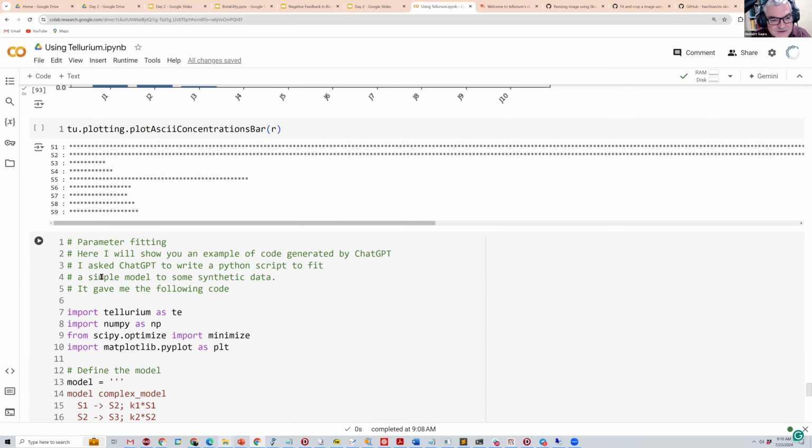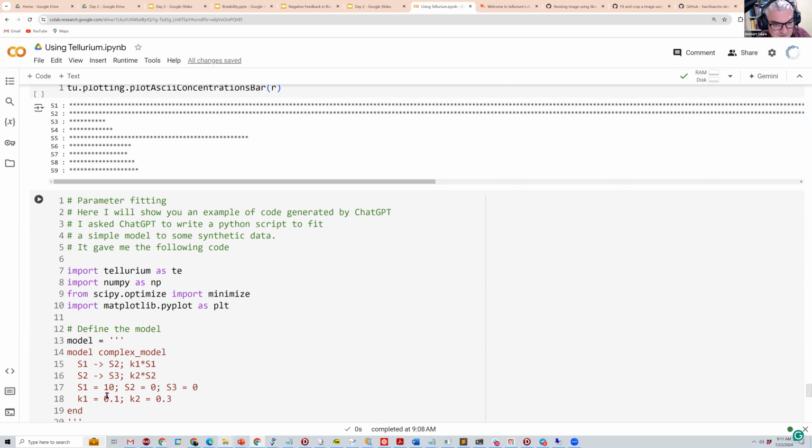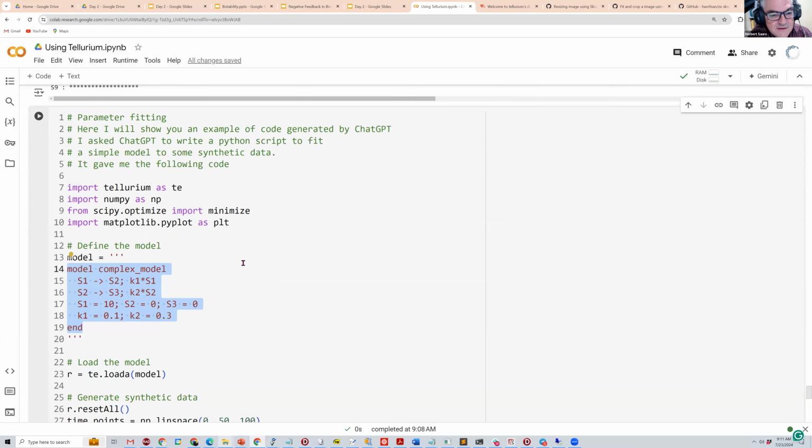I also asked it to generate synthetic data for me to fit to, because I don't have the experimental data, right? I have this fictitious model, as I told it the kind of model I wanted. I wanted two reaction steps, S1, S2, and S3. I asked it to generate some synthetic experimental data for me, and I want you to fit the model to that synthetic experimental data. And it said, of course, certainly, here's the answer. And amazingly, it did it.